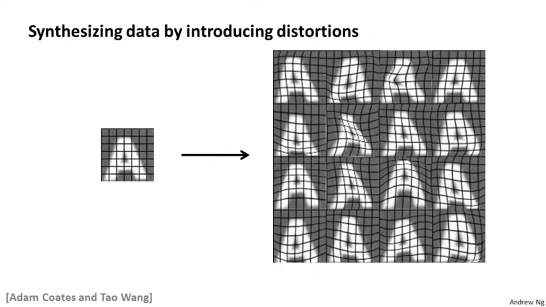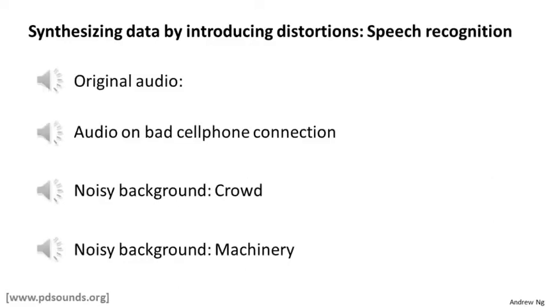Again, in order to do this for a particular application, it does take thought and insight to figure out what are reasonable sets of distortions, or reasonable ways to amplify, to multiply your training set. For the specific example of character recognition, introducing these warpings seems like a natural choice, but for a different machine learning application, there may be different distortions that make more sense. Let me just show one example from a totally different domain, speech recognition.